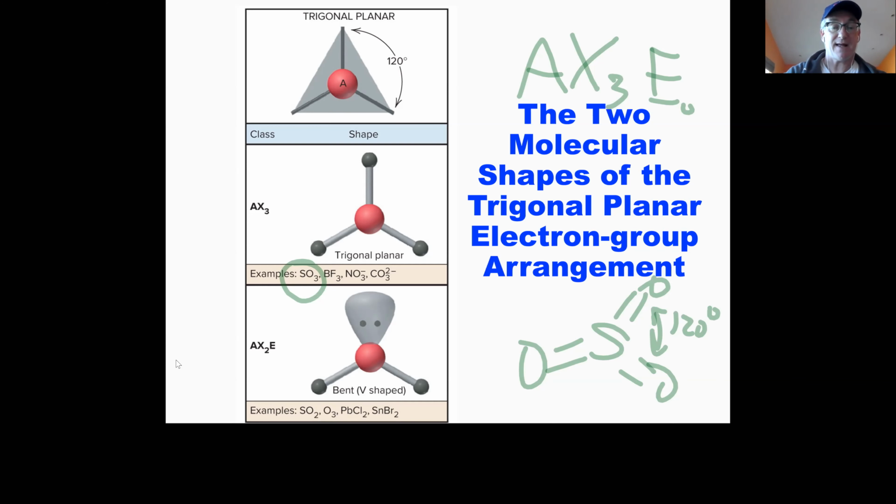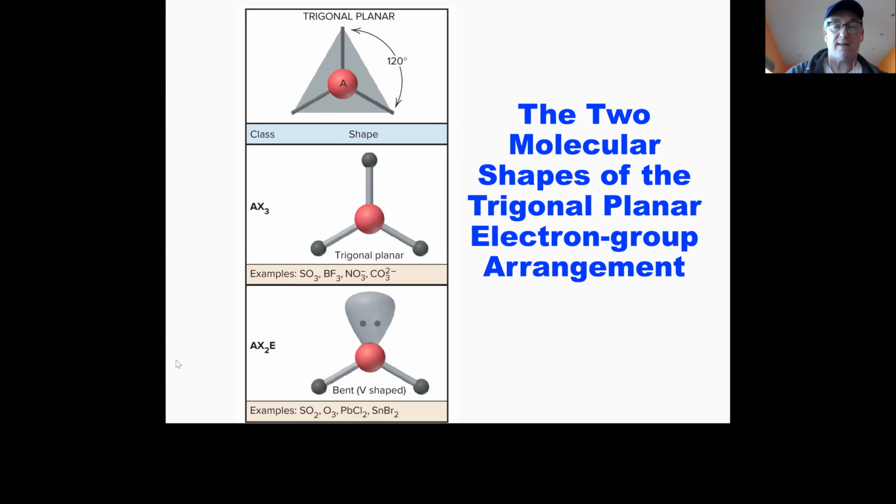Something like hydrogen cyanide or cyanic acid. That's linear. This is a linear molecule.